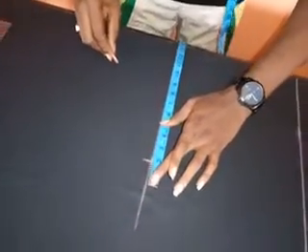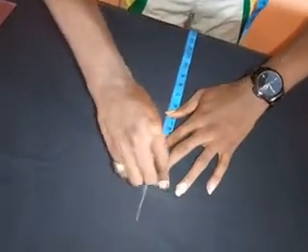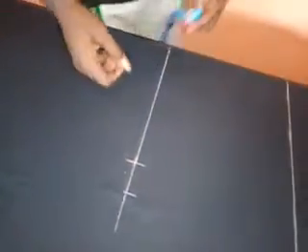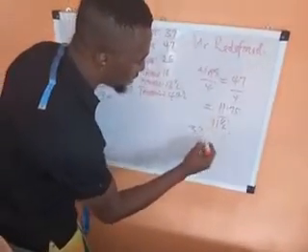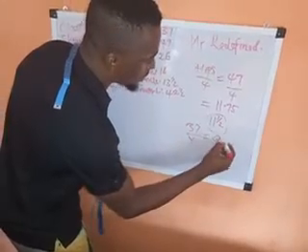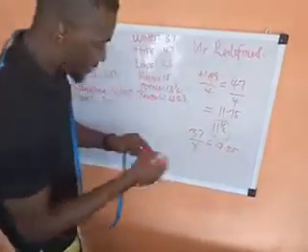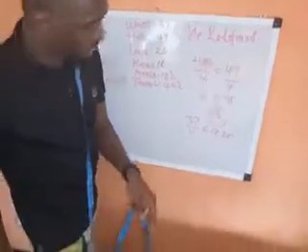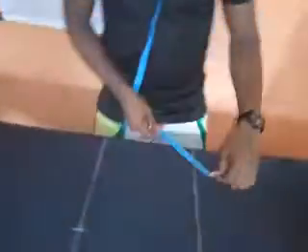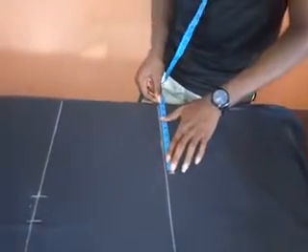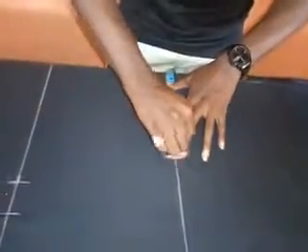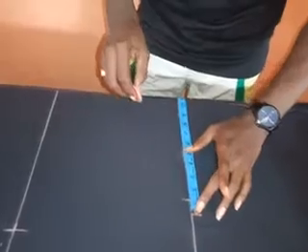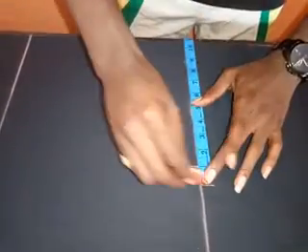You add 2 inches. The 2 inches is standard. You must add 2 inches. Now my waistline is 37. 37 divided by 4 is going to give me 9.25, which is 9.3. So from here to the waistline, you mark 9.3. You add an extra 1 inch to it.